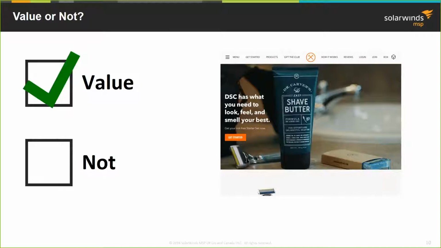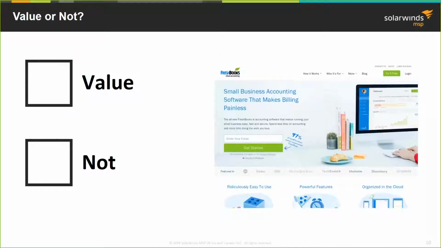Well, I give it a check mark because I think they do a pretty good job. I mean, I definitely want to look, feel, and smell my best. I don't know about you. So we're going to give them a check mark. They've reached out to me, and they've helped me understand what they're going to do for me, very personalized. And again, they're pretty broad-based, right? But they achieved what they were trying to do in communicating the value of what they sell. Let's look at the next one.